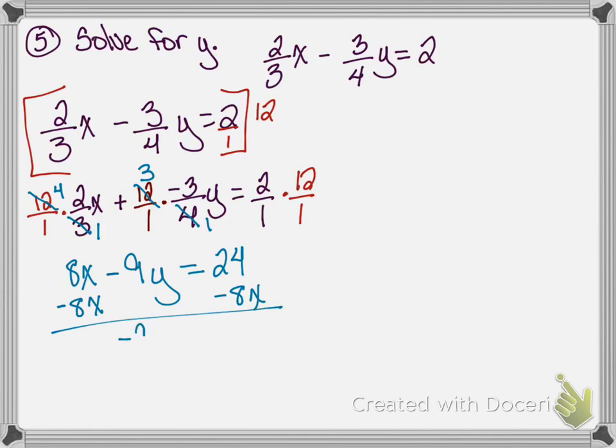I have negative 9y equals negative 8x plus 24. And I put the x first because we are used to putting things in y equals mx plus b. All this said is to solve for y. So some students put 24 minus 8x, and that's completely fine.